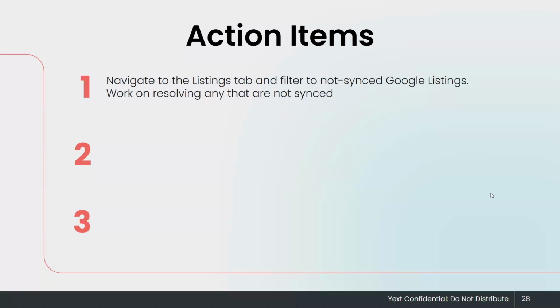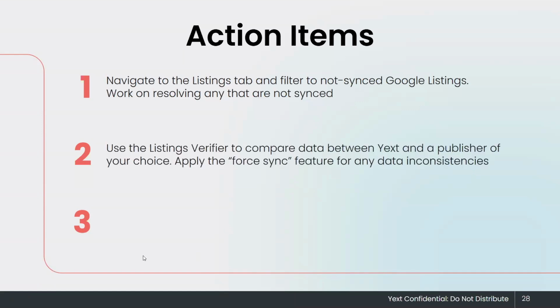It's just a start. But for example, you could filter to Google and check not synced listings, and then look through the reasons why and the solutions and work through ensuring that you're synced on as many Google listings as possible. You can then use the listings verifier just to, as I showed you, compare data between Yext and a specific publisher of your choice, okay? For the ones where it's available, it's not available for every single publisher, okay?